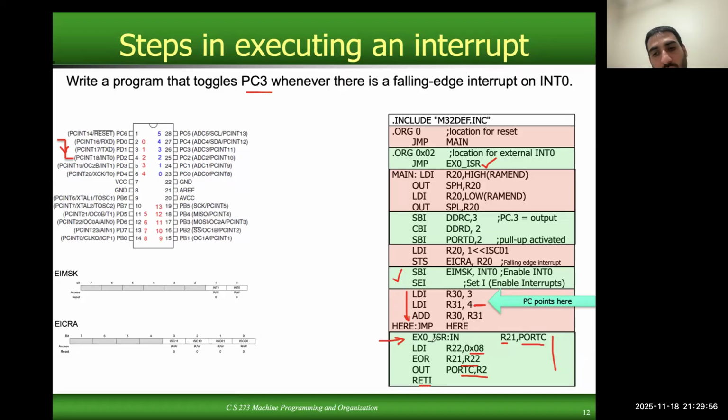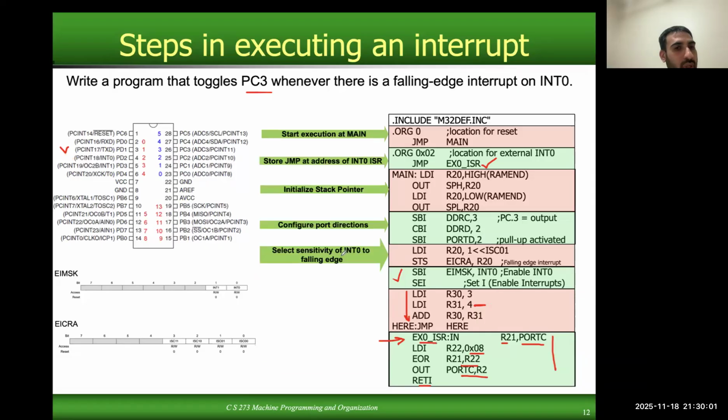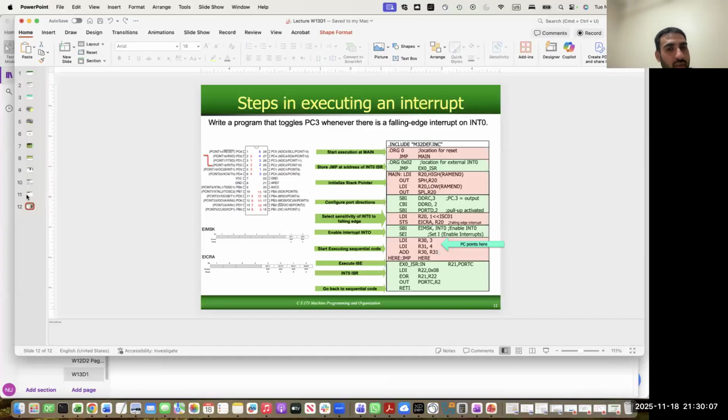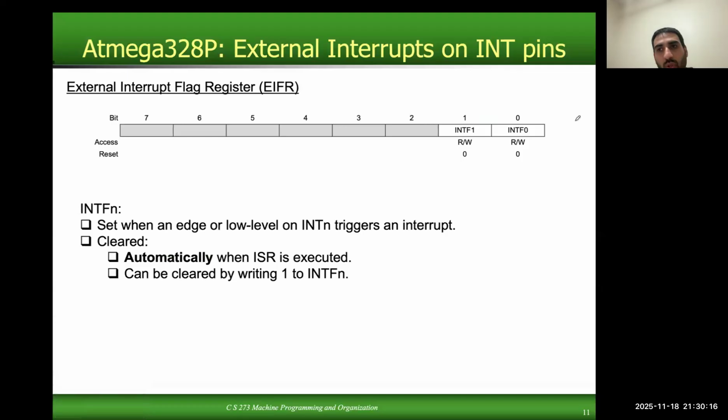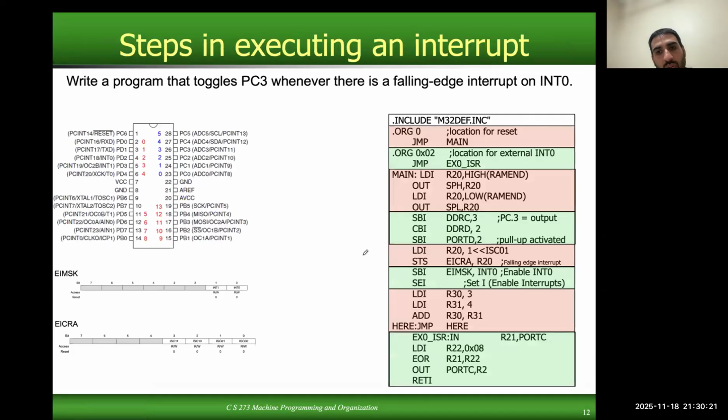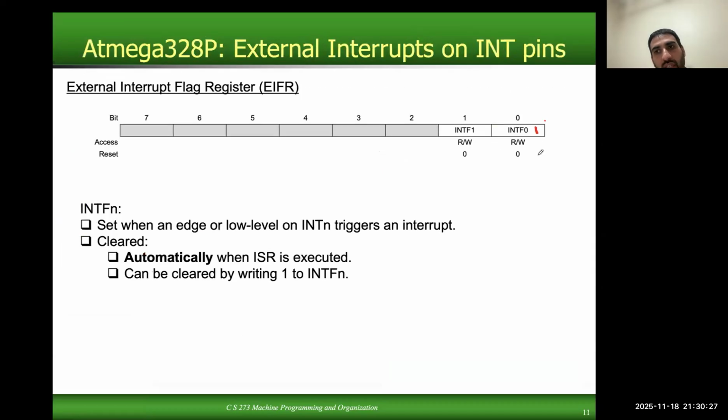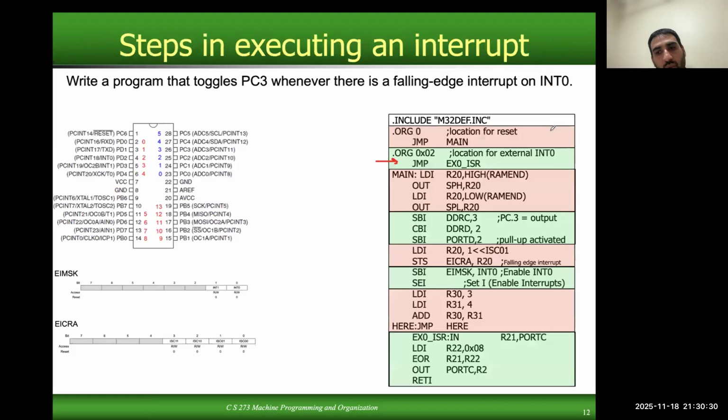Remember that when you start executing the ISR, your flag bit in the register, where is that? I forgot the name. EIFR. So when the interrupt arises, this bit will be set equal to 1, right? When you push the button. However, when the control jumps to this location, this flag will be automatically cleared by the microcontroller. So you don't need to, in your ISR, that's why we don't have any instruction here which explicitly clears the flag bit. Okay.